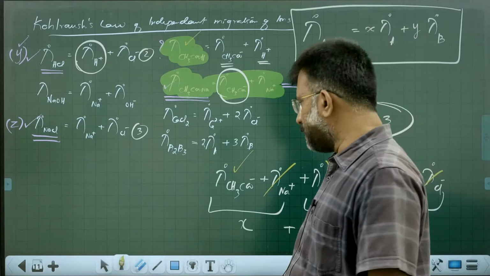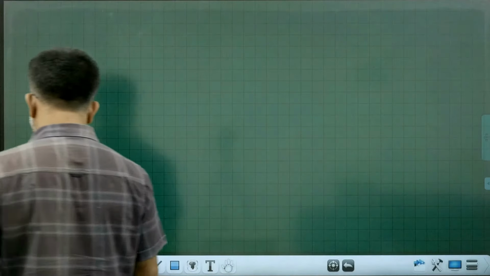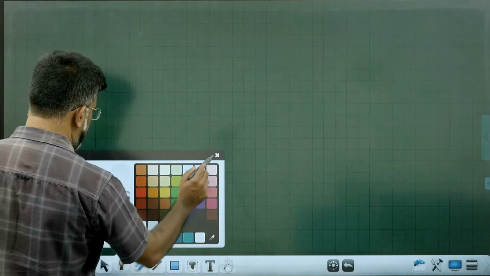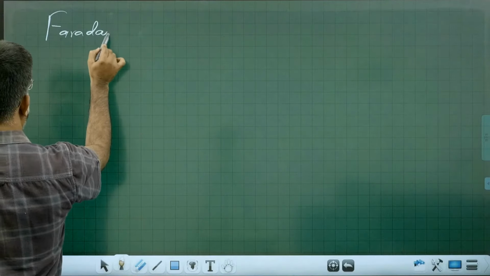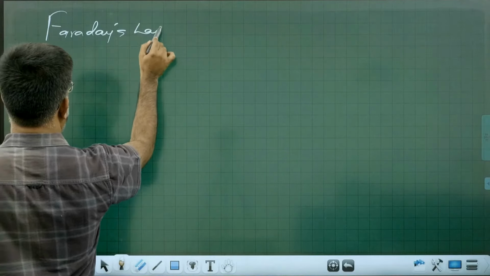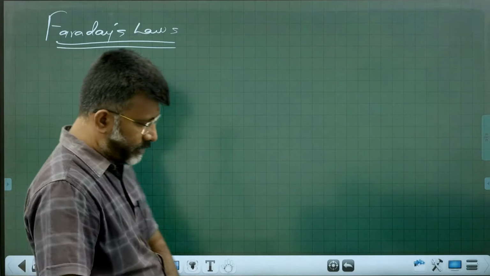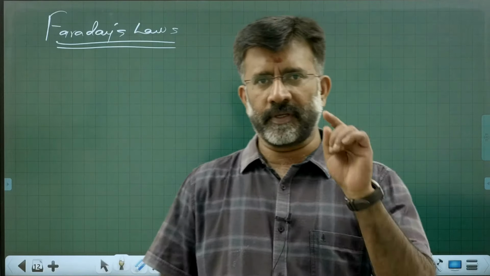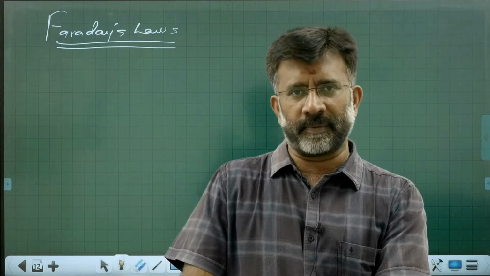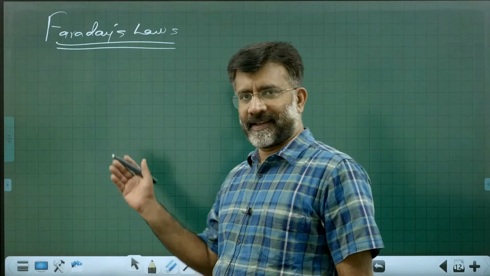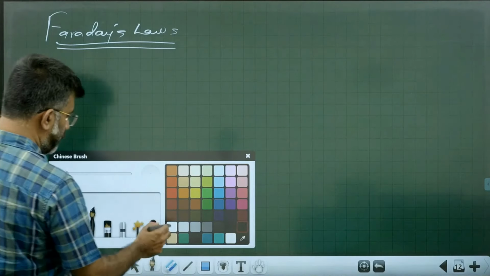Our next topic is Faraday's laws of electrolysis. We need to discuss first law, second law, Faraday's laws of electrolysis. That is the next topic. Next is Faraday's laws. First one, Faraday's first law.